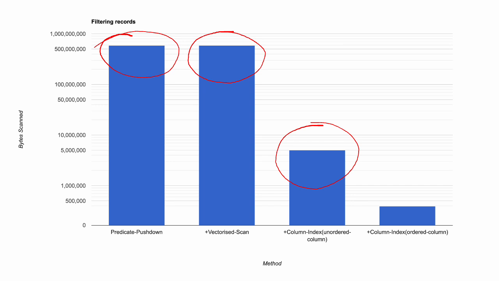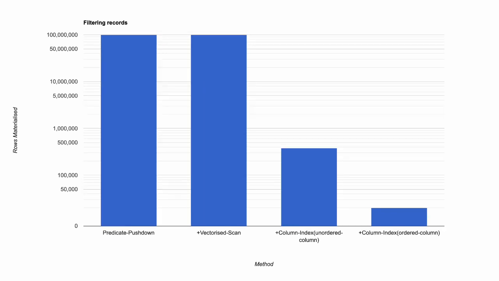And this graph chart is on the log scale, so it is a couple of orders of magnitude of savings. And if you have a column index on the ordered column, and we are filtering on the ordered column, that drops even further to the level of kilobytes. And when it comes to the rows materialized, that also decreases from 100 million to a few thousand as we keep on adding these optimizations. And just to reiterate, these optimizations are there by default, so you probably won't need to tune it. You get all these functionalities and benefits by default without even having to worry about it.